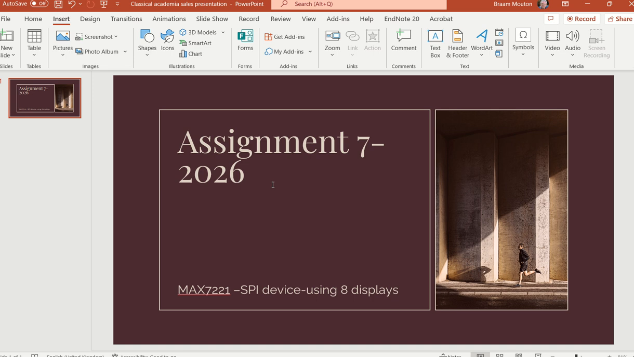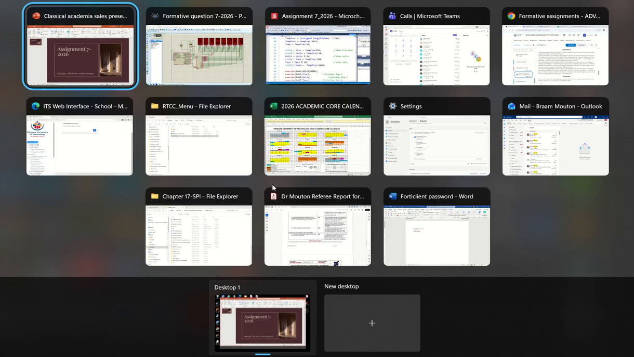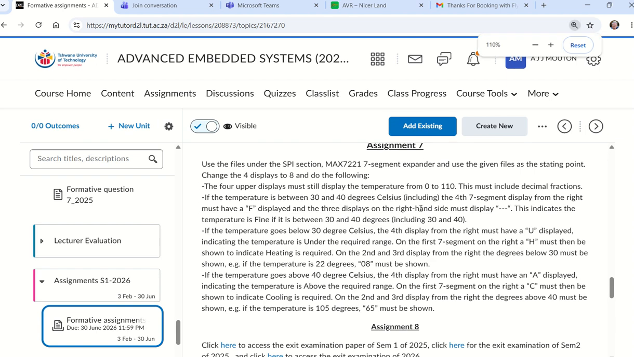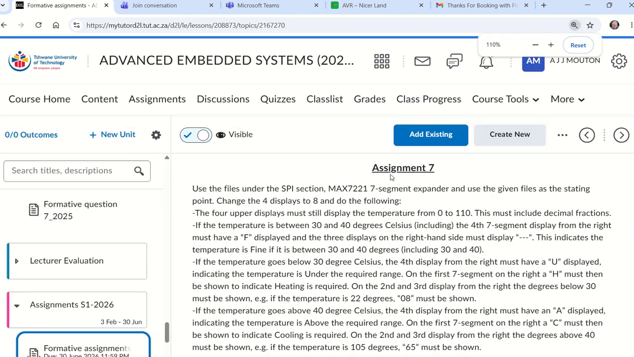Okay, in this video I'm going to discuss assignment number 7 from 2026, and it's about the MAX 7221, which is an SPI device. In this specific instance, we are connecting 8 7-segment displays. So if I can first of all go to the specific question. I use the files under this SPI section. Let me just try and make this a little bit bigger. There you go.